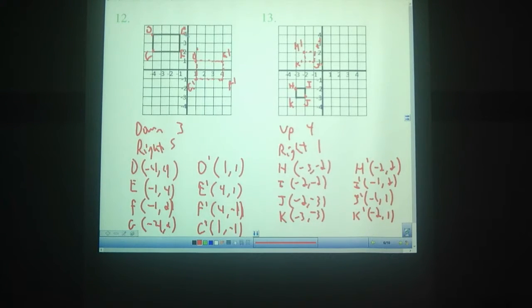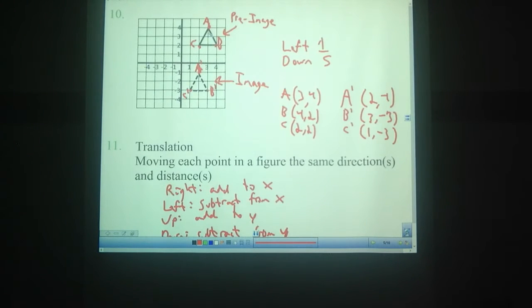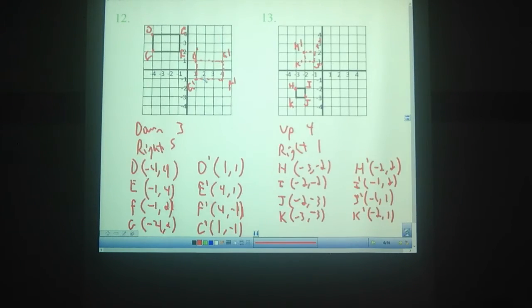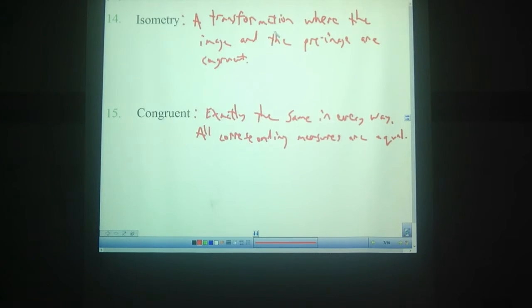Here, for instance, D to E are three apart, three squares apart, D prime and E prime are three squares apart. E and F, two apart, E prime, F prime, two apart. A is two above and one to the right of C. A prime, two above and one to the right of C prime. Corresponding measures equal. All angles the same, all distances the same. Translation is one isometry. There are two others, see if you can think what they are.